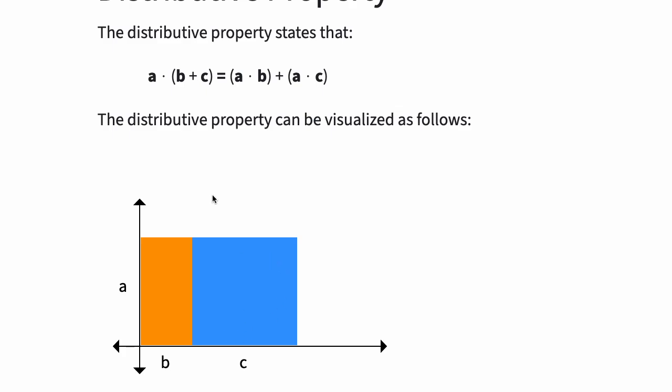Since the height of both rectangles is A, we made a larger rectangle by placing the two rectangles side by side. The width of the larger rectangle is B plus C, and the height is still A. Then the area of this larger rectangle is A times (B plus C). The area of the larger rectangle is also the area of the orange rectangle plus the area of the blue rectangle. In other words, A times (B plus C) is equal to A times B plus A times C.